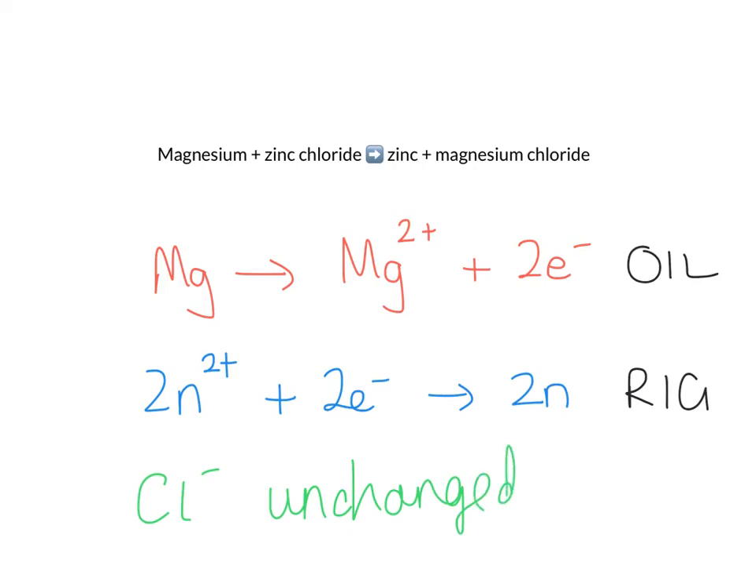So hopefully at the end of this video you can see that we can write half equations to show the change from atoms to ions or ions to atoms. And if we use that, we can work out which has lost electrons, that would be oxidation, and which has gained electrons, that would be reduction.